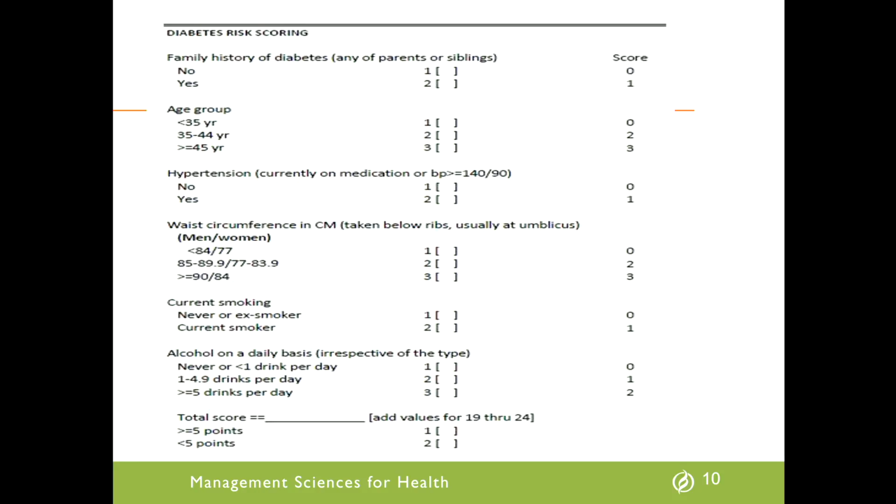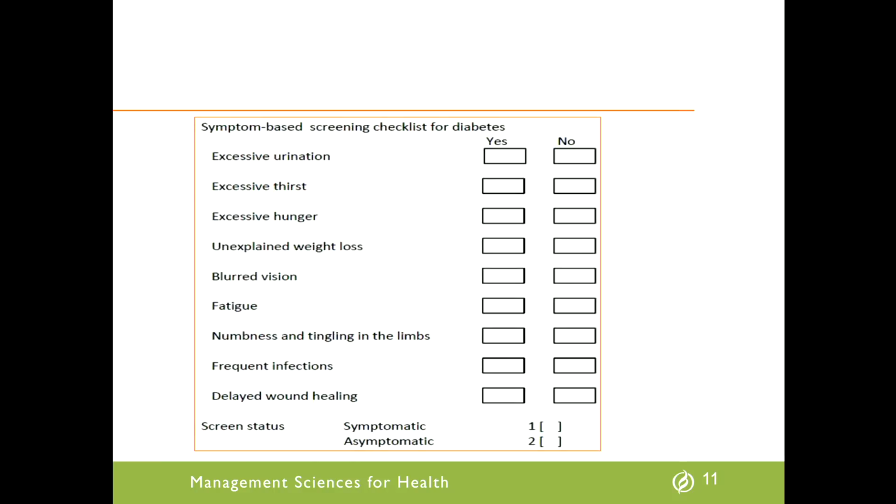So this is just to show you the scoring system that we used. We had family history, age group, hypertension, waist circumference, current smoking, and alcohol use to prioritize patients who would be at higher risk of diabetes. We had a total score, and we used a cutoff point of 5 as high risk or low risk groups. And this is the questionnaire.